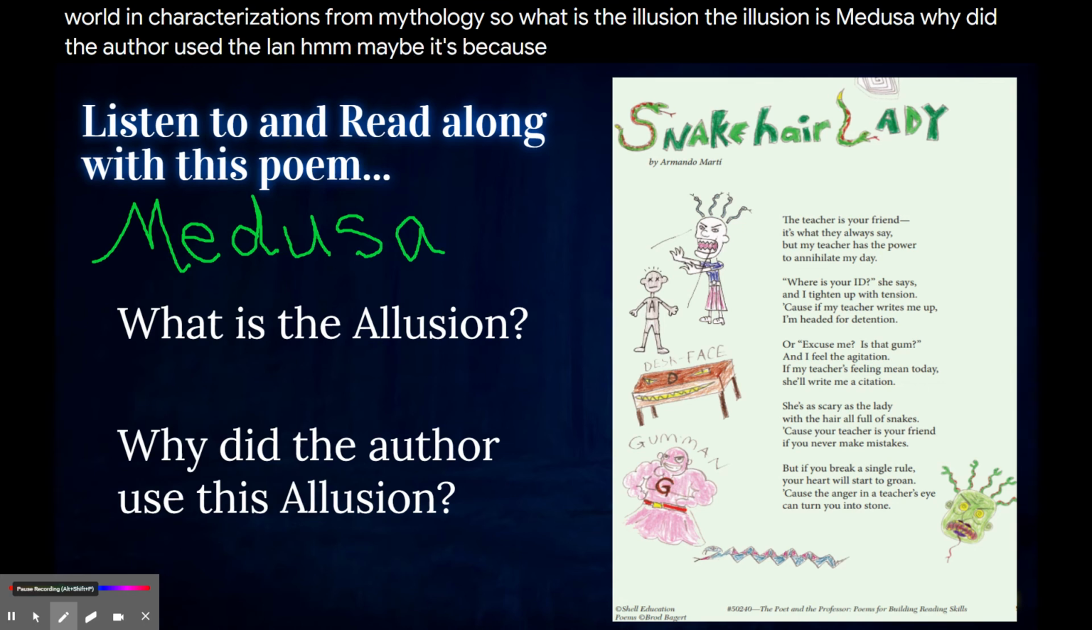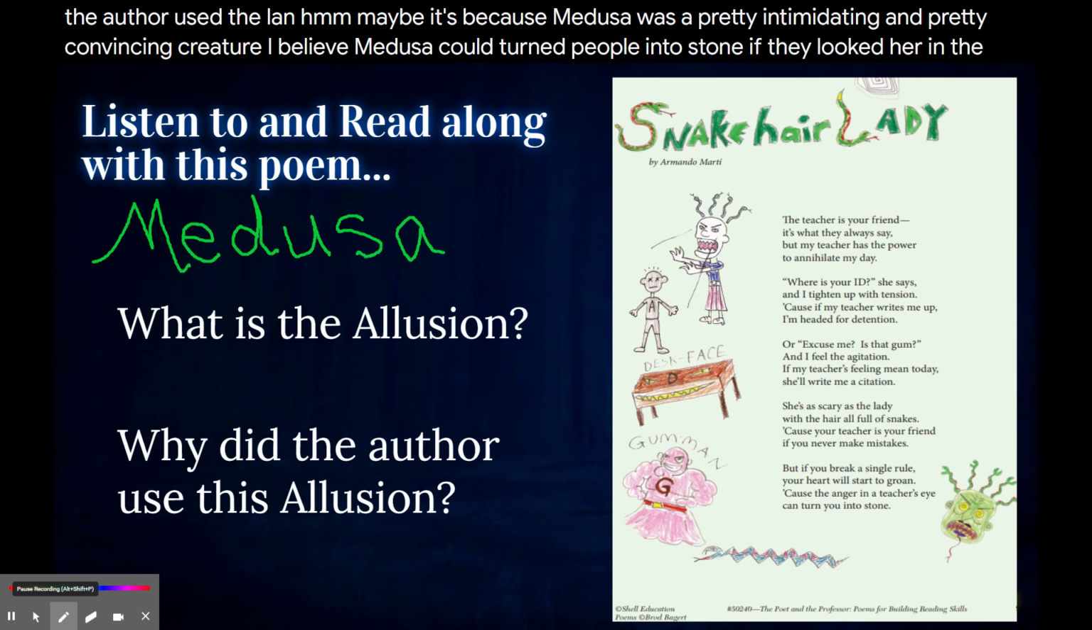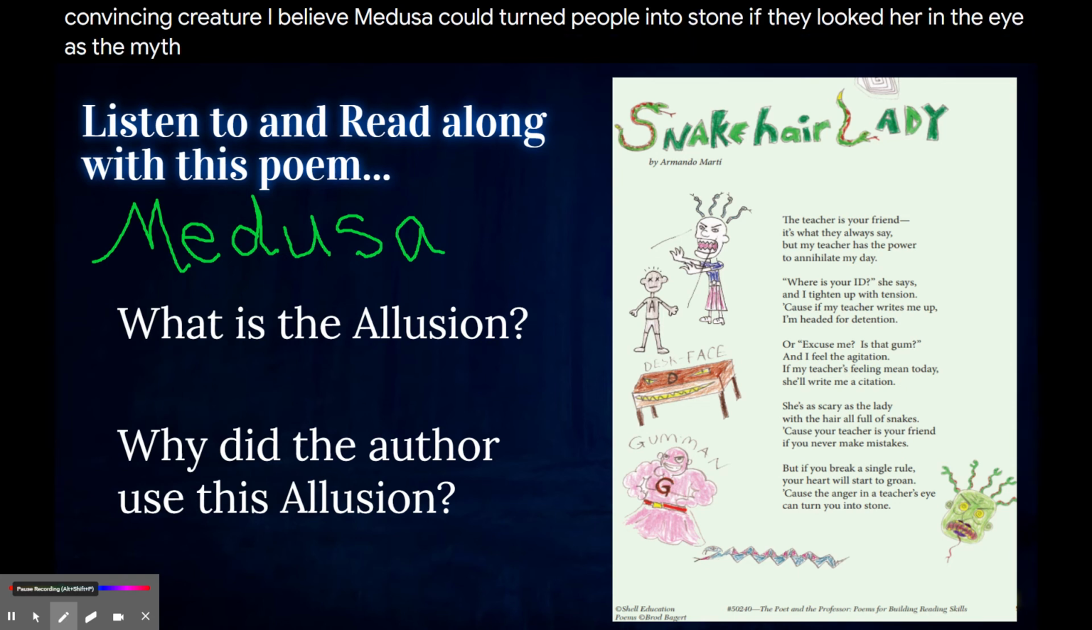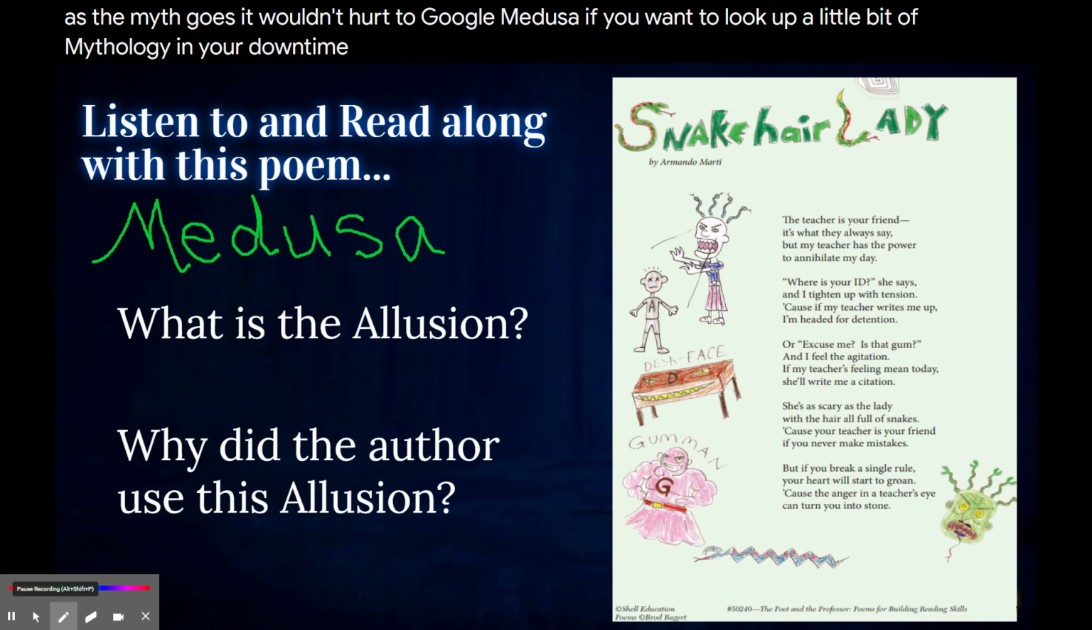Why did the author use this allusion? Maybe it's because Medusa was a pretty intimidating and pretty convincing creature. I believe Medusa could turn people into stone if they looked her in the eye, as the myth goes. It wouldn't hurt to Google Medusa if you want to look up a little bit of mythology in your downtime. It's fun to learn about.